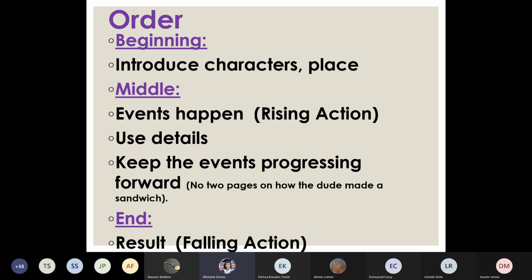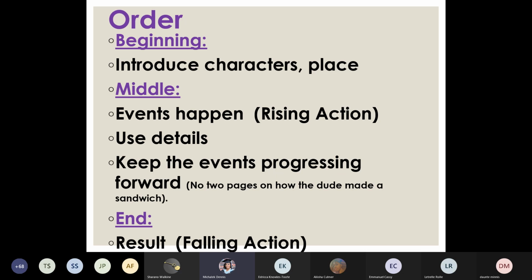Where did your particular story or experience take place? You will have that at the beginning. And then we also have the middle. This is the events. You want to make sure that you have details, and that you keep the events progressing forward.